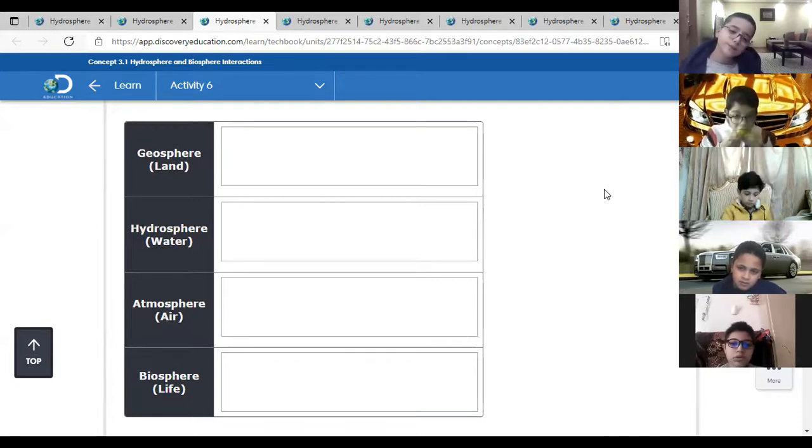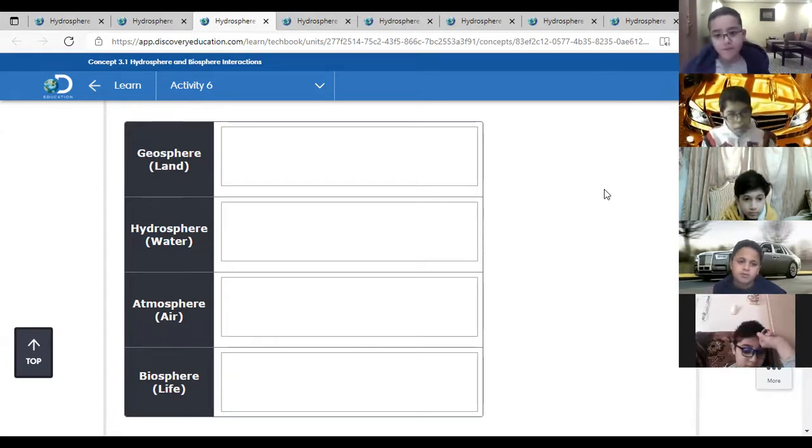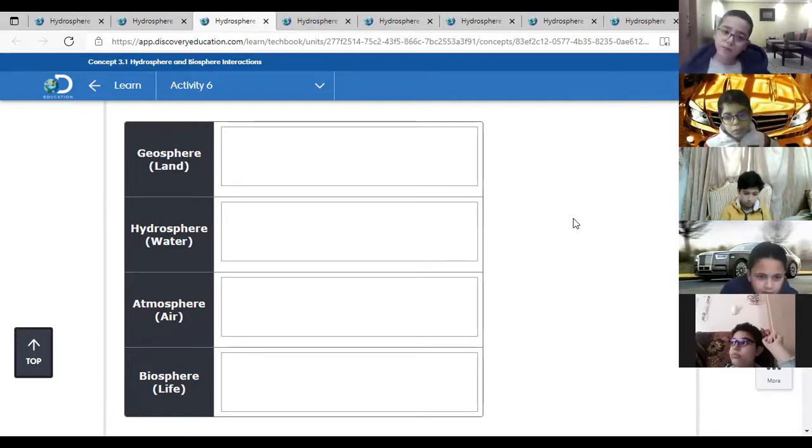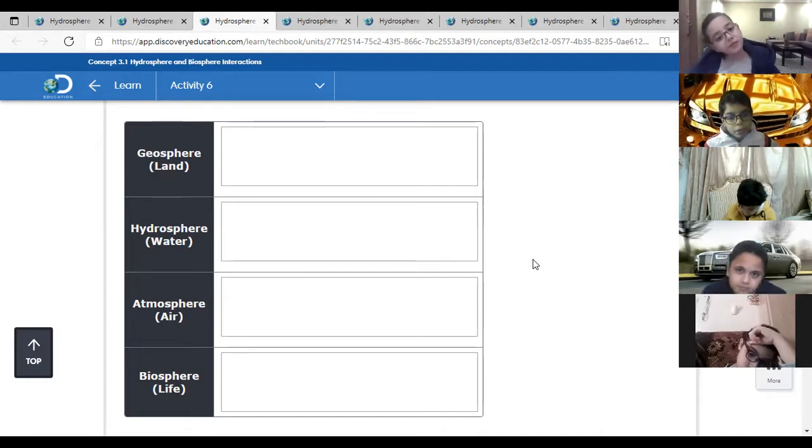The playground, yes, this is the ground, the land itself. It's a geosphere. Excellent, thank you. What about hydrosphere? We have a swimming pool. We have the bottles of water.